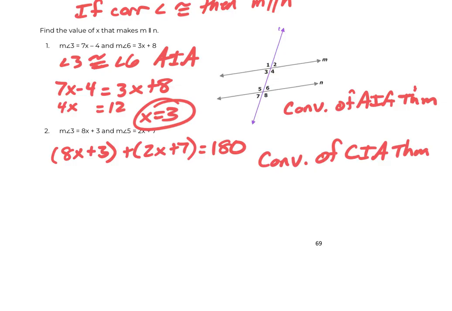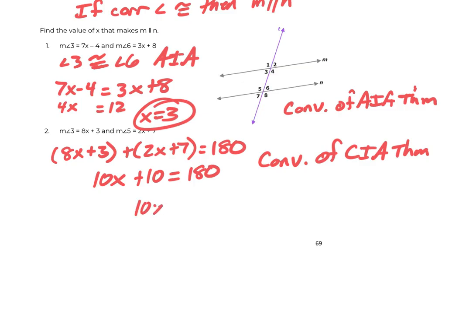I'm still seeing some mistakes here. Remember, these two are not on opposite sides. They are on the same side. So when they're on the same side, what are we going to do with 8x and 2x? Combine them. Yep. 8x and 2x makes 10x. We don't want to do the opposite operation unless we move it to the other side of the equal sign. We're not doing that here. 3 plus 7 makes 10.